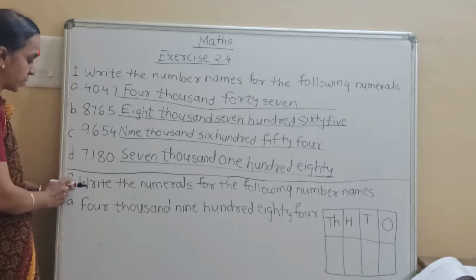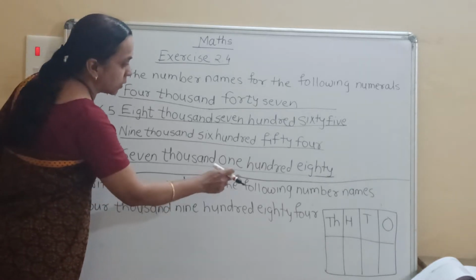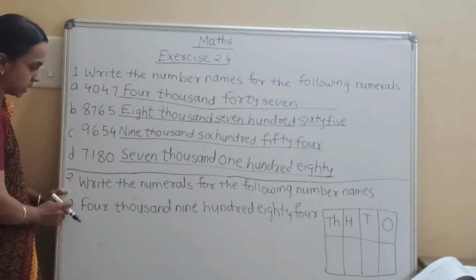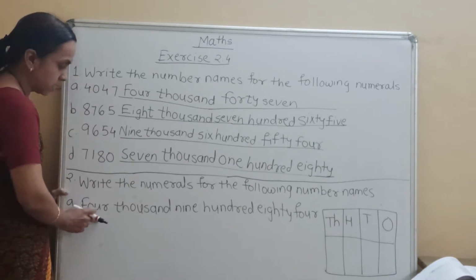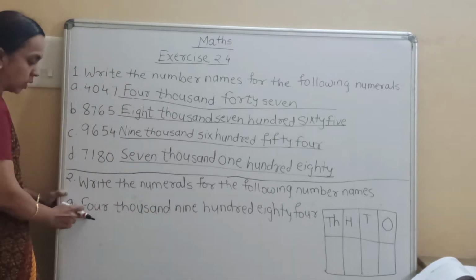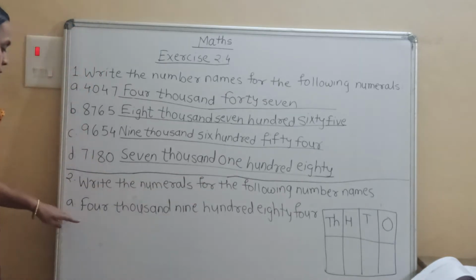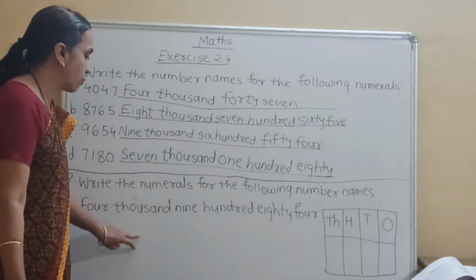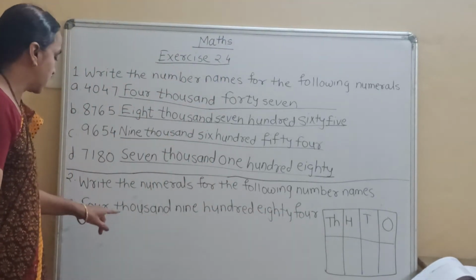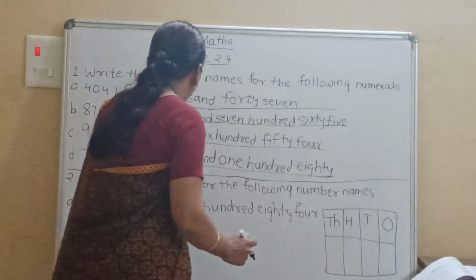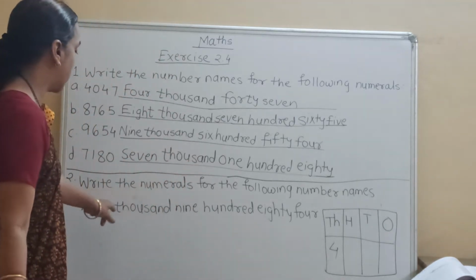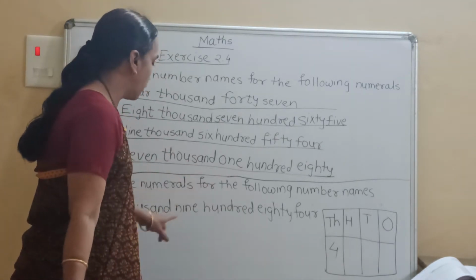Now see second question. Write the numerals for the following number names. Here it is exactly opposite of this. They have already given the number names, and we have to write down one numeral for all these number names. So A example is 4984. We have to start with the 4000. So 4000, the digit 4 we have to write down in the thousands box.